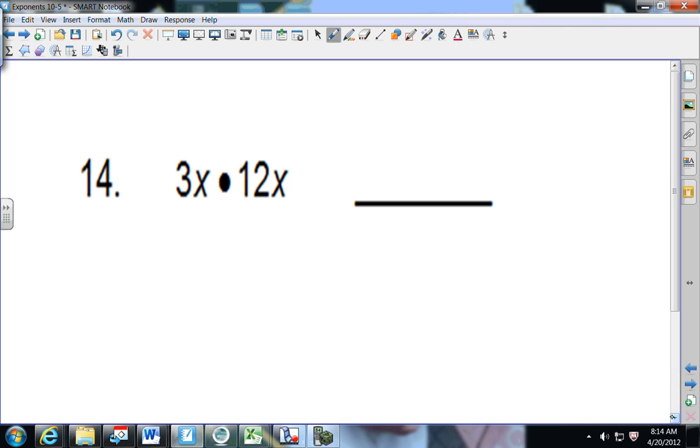Next, pause it and see how you do. Take 3 times 12, you get 36 x squared, because x times x is x squared.